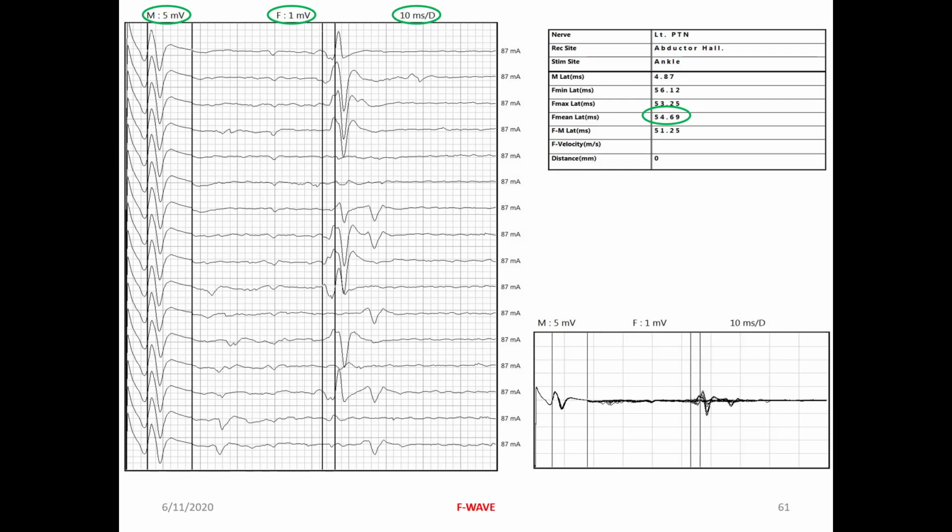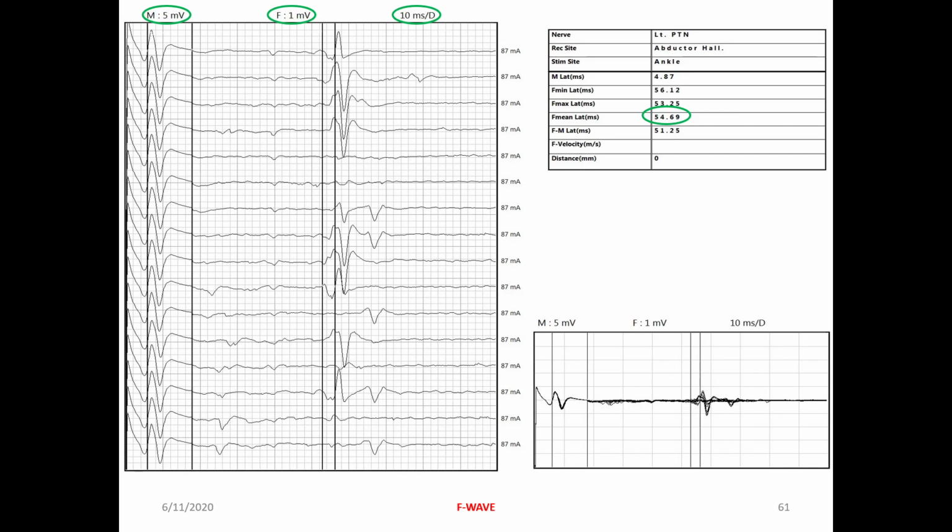Here you have F-wave. This is F-wave. Now these are M waves, at 5 millivolt you can see. These are F waves, at 1 millivolt you can see. Millivolt means vertical. You remember strength duration curve. Horizontally it is 10 millisecond per division. Millisecond means horizontal. Clear? Now this is for posterior tibial nerve.